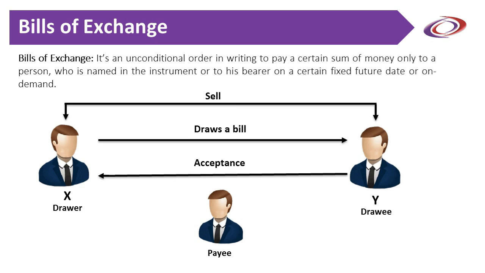But suppose there was another person, Z, who was the ultimate receiver of the money because of some reason. Maybe X has endorsed it to him or anything, which we'll discuss later on. In that case, Z would be the payee. So, drawer and payee could be the same person or different persons, right? Okay.